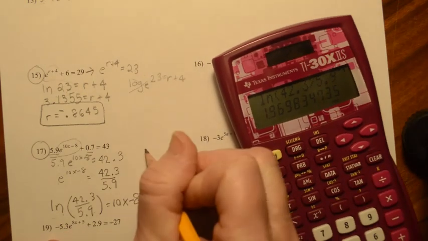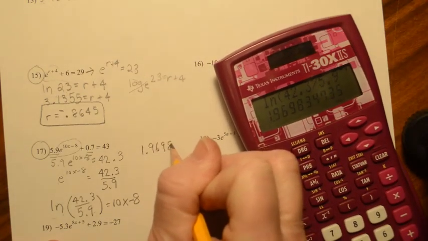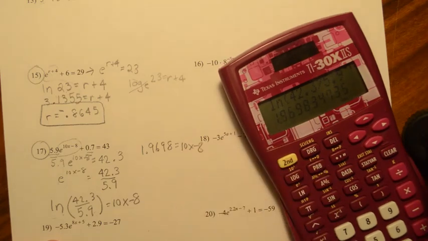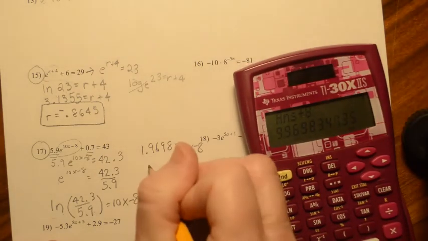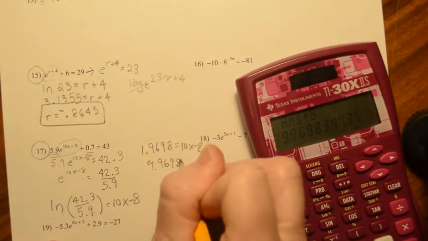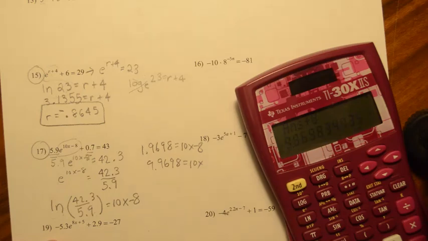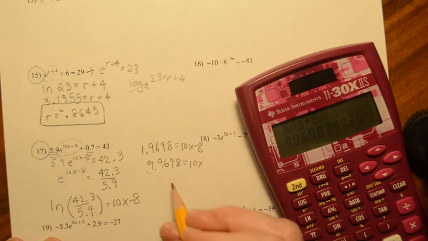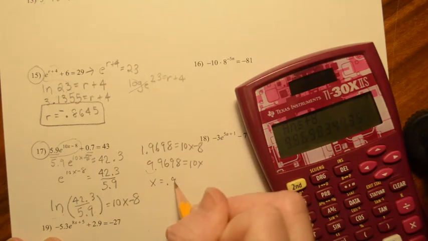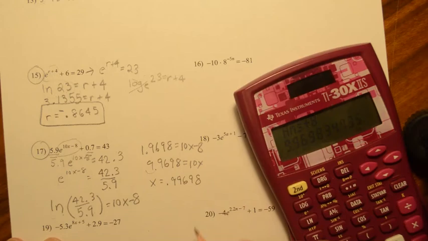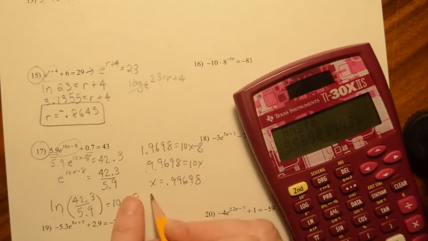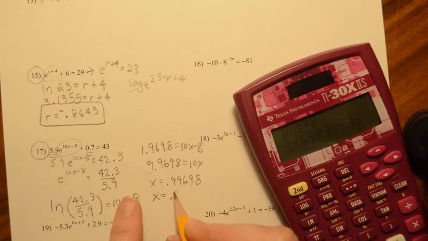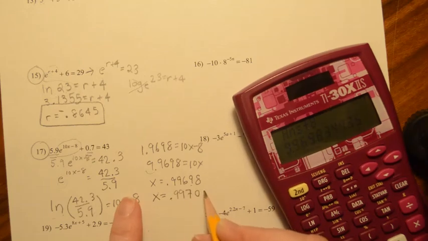So we get 1.9698. So 1.9698 equals 10x minus 8. I'm going to add 8 to both sides. I get 9.9698 equals 10x. I'm going to divide both sides by 10. What that's going to do is move this over one place. So we've got x equals 0.99698. But again, it says round to the nearest 10,000th, so that's this place right here. So x equals 0.9970.